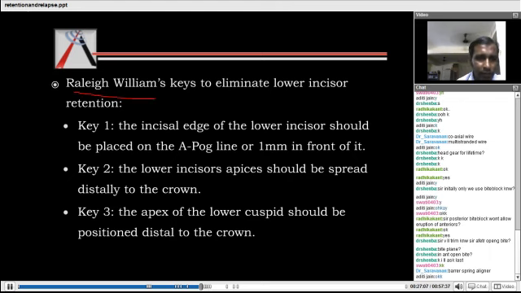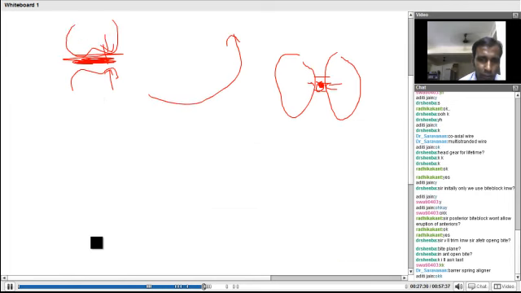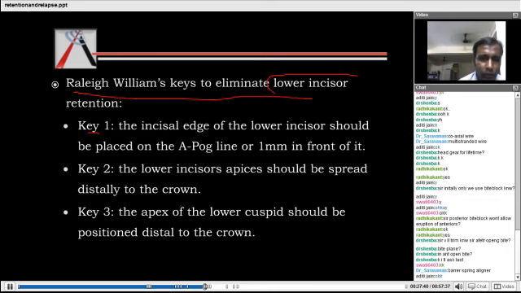These are the Raleigh-Williams keys to eliminate lower incisor crowding. Key one: the incisal edge of the lower incisor should be placed 1 mm in front of the A-Pog line. When you draw a line from point A to soft tissue pogonion, you should place them just 1 mm in front, not more than that. If you bring them more forward, your lip will come into action. That's the first point.